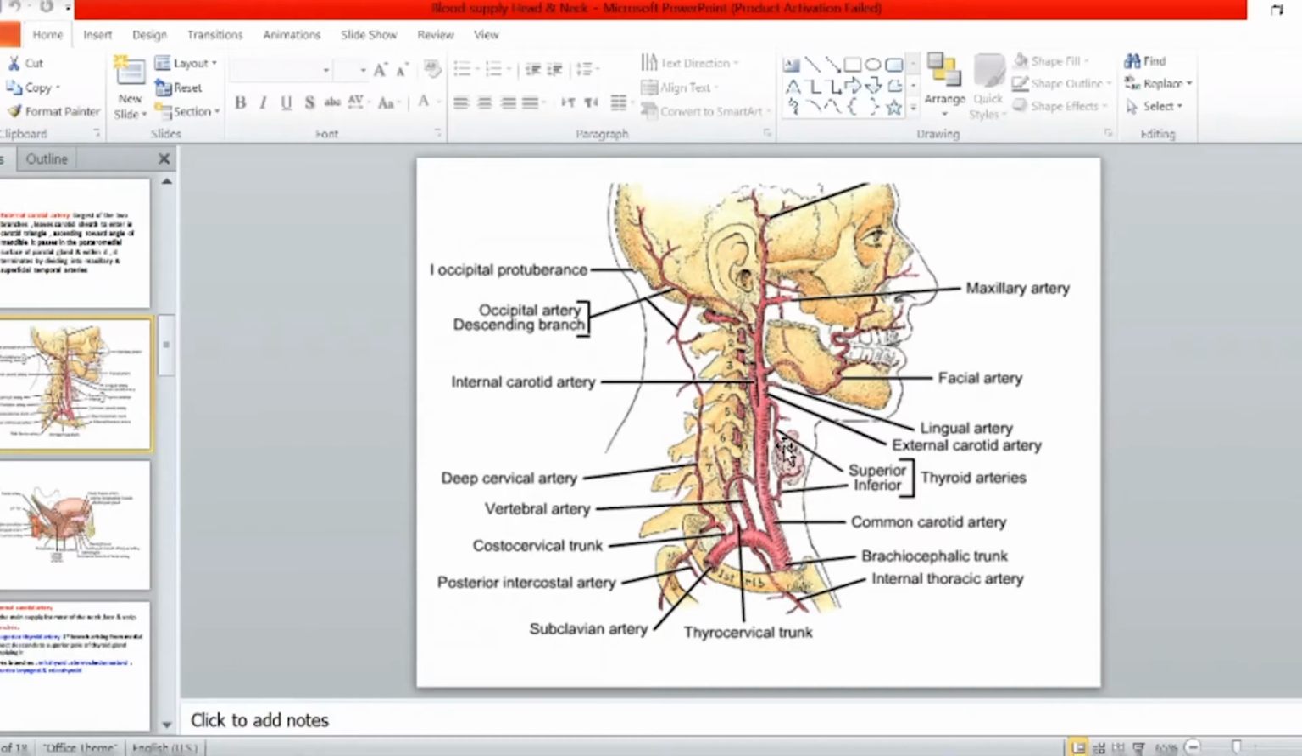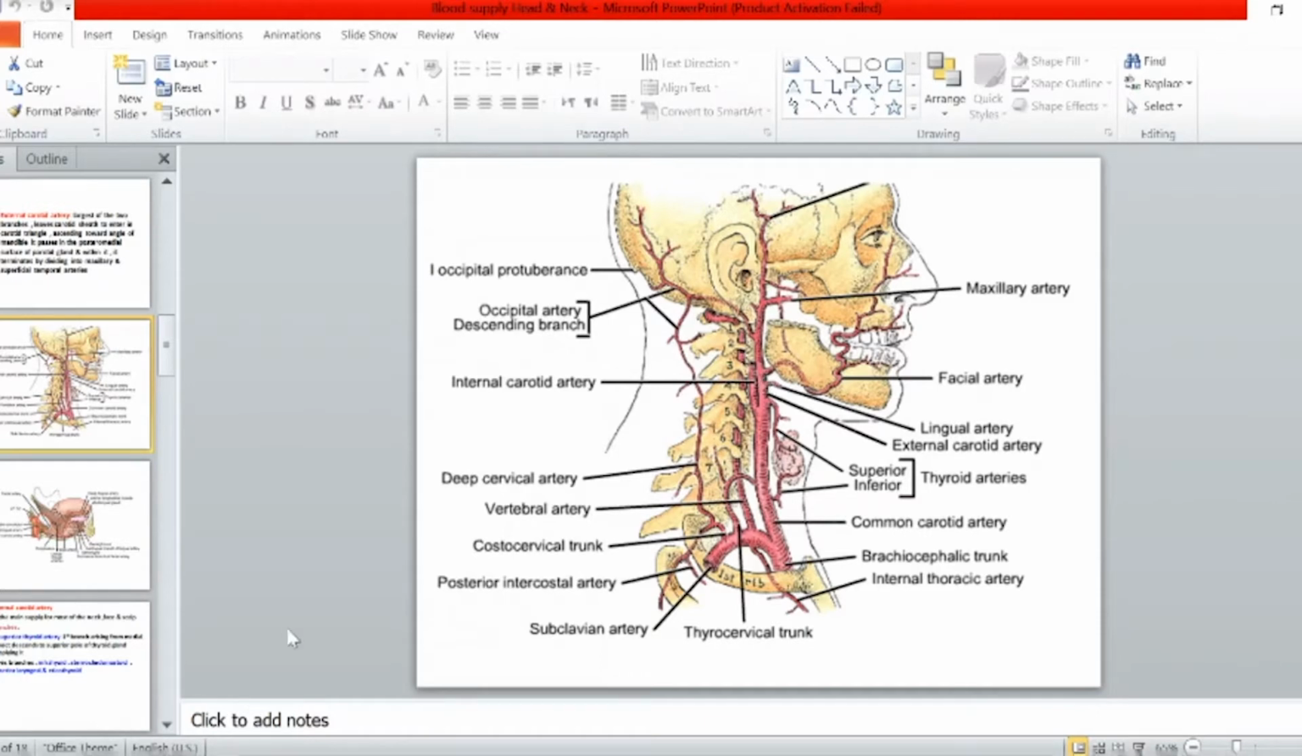So the first branch of the external carotid is the superior thyroid artery, supplying the thyroid gland, part of the larynx and sternocleidomastoid and the infrahyoid muscles. Next, the second branch of the external carotid artery is the lingual artery.